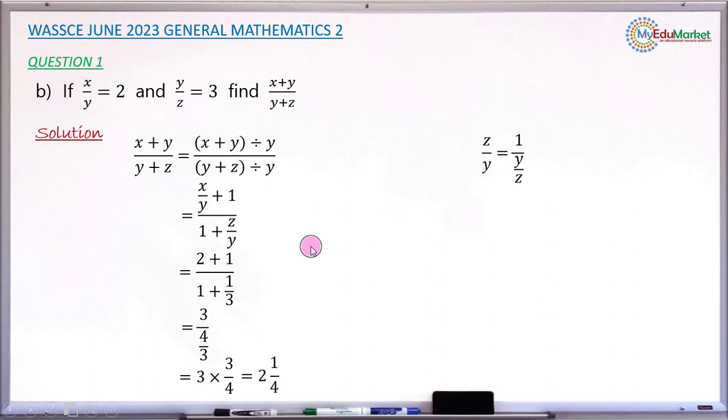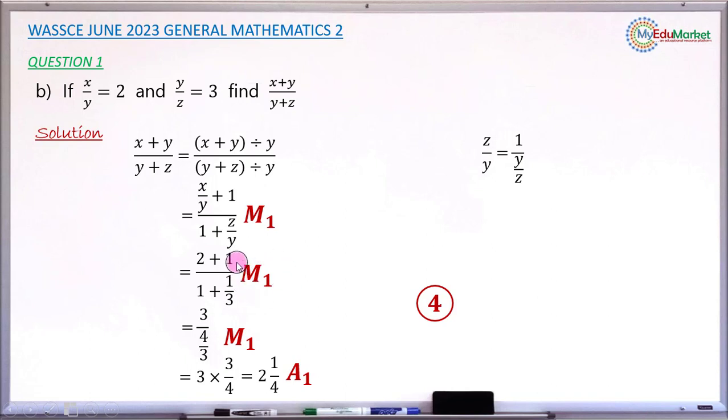Let me just share with you how marks were distributed in the official WAEC marking scheme of this paper. The very first mark is a method 1 mark, which you get in attempting to re-express this fraction to have x over y and y over z somewhere. The next mark is another method 1 mark, where you substitute correctly x over y by 2 and z over y by 1 over 3.